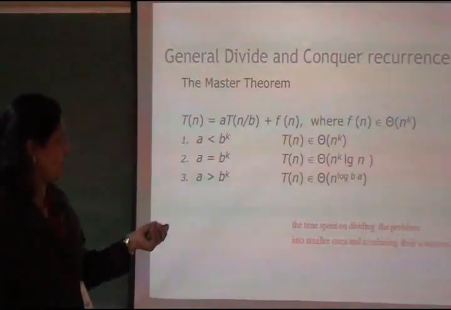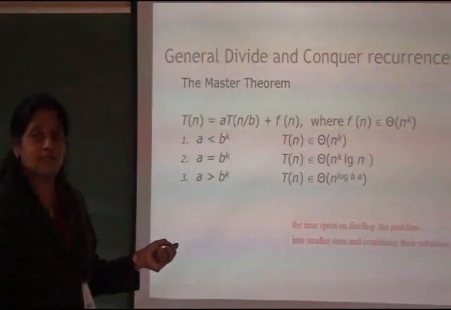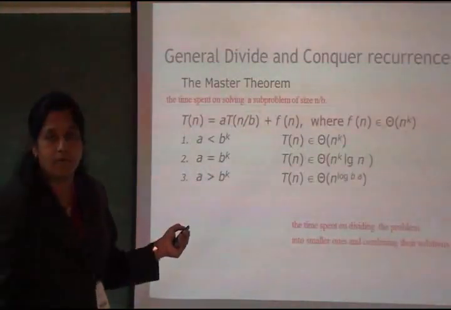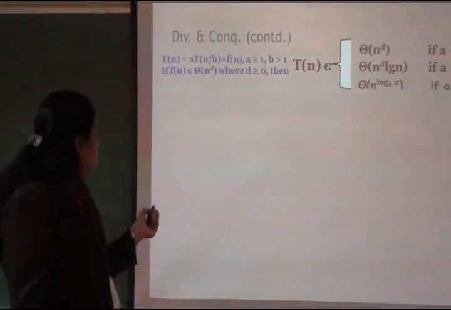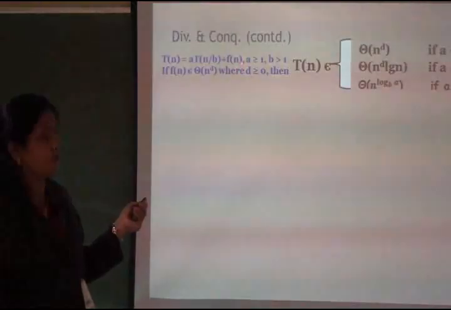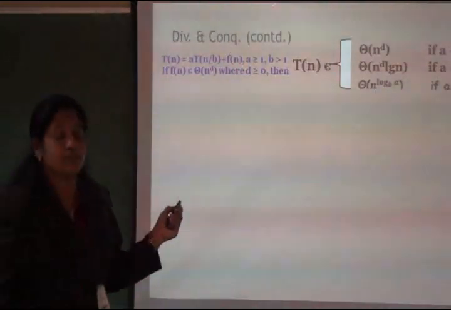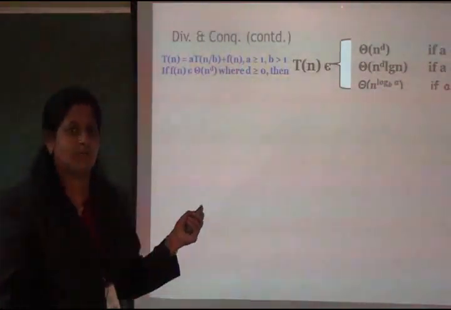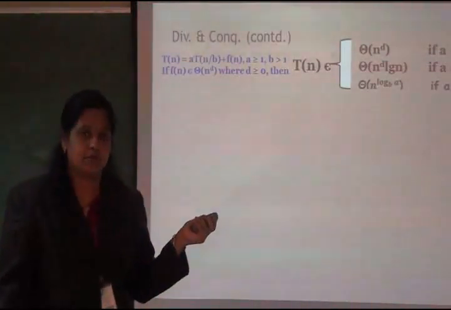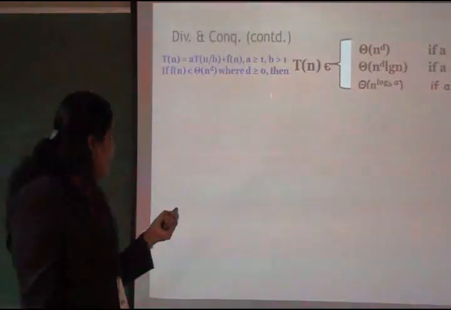As I said before, it is the time spent for dividing as well as combining the solution, plus the time spent for solving the subproblem of size n by b. Look at this example: T(n) = a T(n/b) + f(n). The condition for this Master's theorem, or divide and conquer approach, is that a should be greater than or equal to 1, but b must be greater than 1.